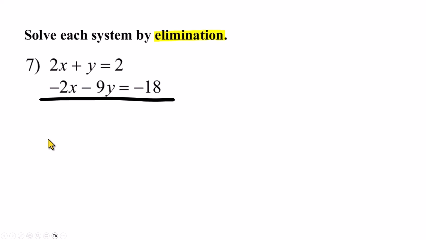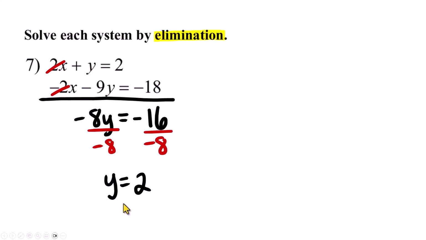Elimination is where you try to eliminate one of the variables by combining these two equations. I call it smashing. If I smash these two together, adding up and down, negative 2x and a positive 2x are going to cancel out. So now we're down to one variable, which makes it easier to solve. A positive y and a negative 9y is a negative 8y. 2 and negative 18 is negative 16. We get to y equals a positive 2 right off the bat.